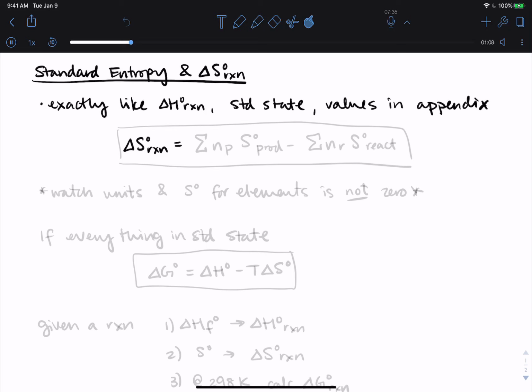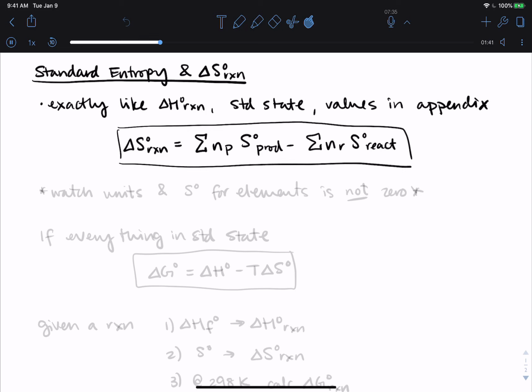So the standard delta S reaction is equal to the sum of the number of moles of products times the standard molar entropy of the products, minus the sum of the number of moles of reactants times the standard molar entropy of the reactants. So this is the equation that we will use for this.